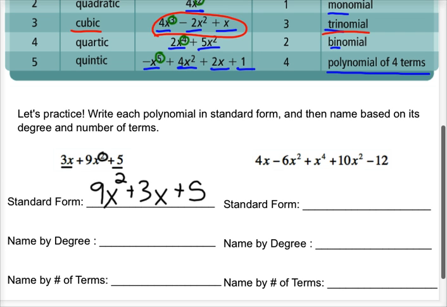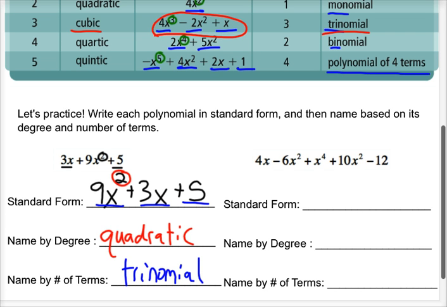Now I'm going to name it based on the degree and number of terms. So based on degree, I see degree 2 here. If you go back and reference the table, degree 2 means it is a quadratic. Next, I'm going to name it based on number of terms. So I see 1, 2, 3 terms. So it's going to be a trinomial. All right, looking at the next one.